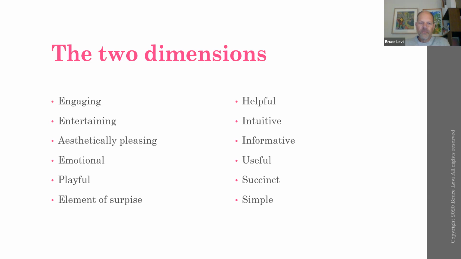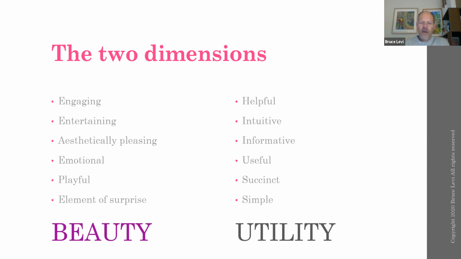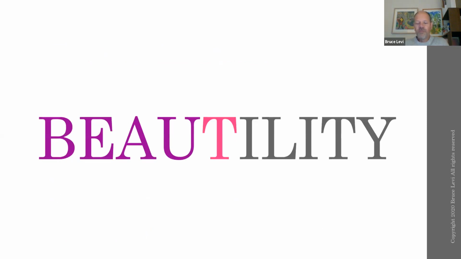But equally, because it is about learning, we need to make sure that it's helpful, that it's useful, that it's informative, that we only give people what they want, and that we make it simple. So I've summarized that into two words. There are two magic ingredients. The first one is creating something of beauty. And the second part is to create something which has utility. And when you combine these two, you get the catchphrase: beauty and utility.